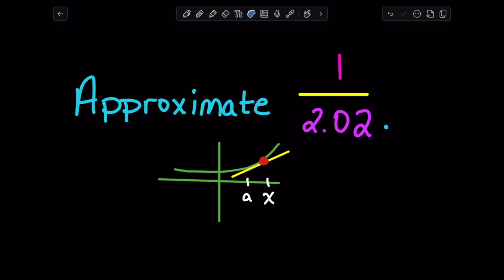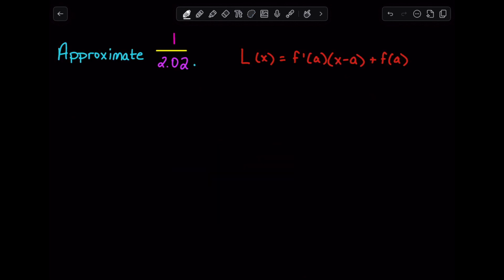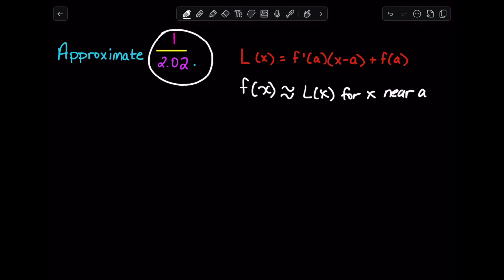Hey guys, today we're going to learn about linear approximations, which uses a tangent line based at x equals a to approximate f of x for x near a using a formula called the linearization formula. So this is the linearization formula here on the right, and what this is basically saying is that f of x is approximately L of x for x near a. So this function is approximately 1 over 2, where a equals 2.